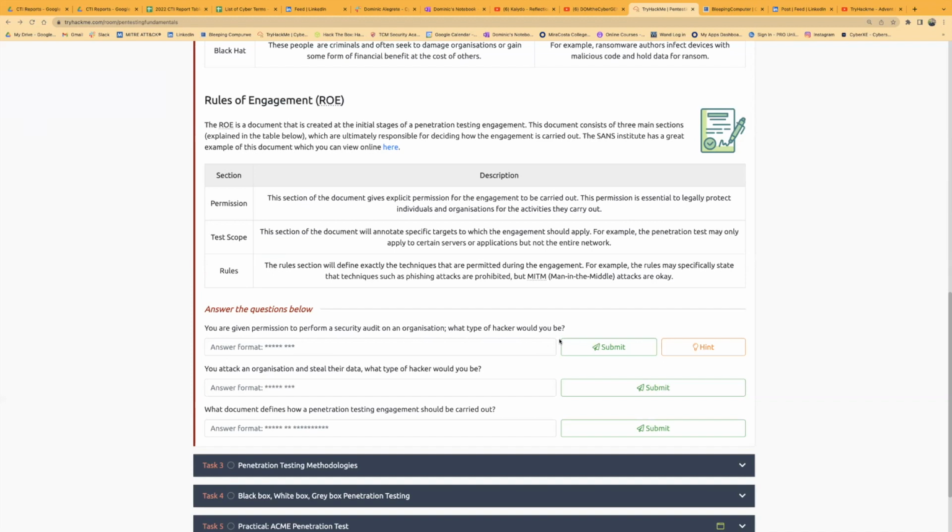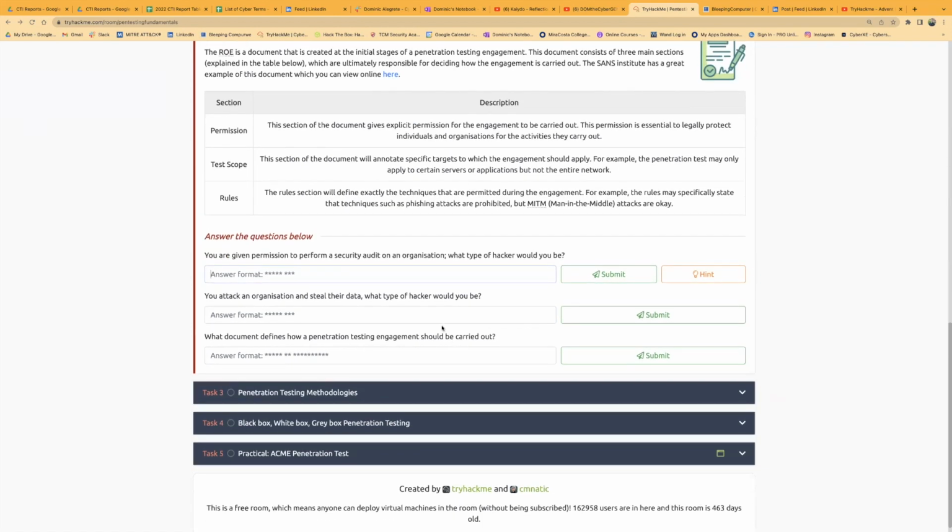So overall, the ROE is very important. It needs to be signed in the beginning. If not, then both parties can most likely get in trouble. So now, as far as the questions below, you are given permission to perform a security audit on an organization.